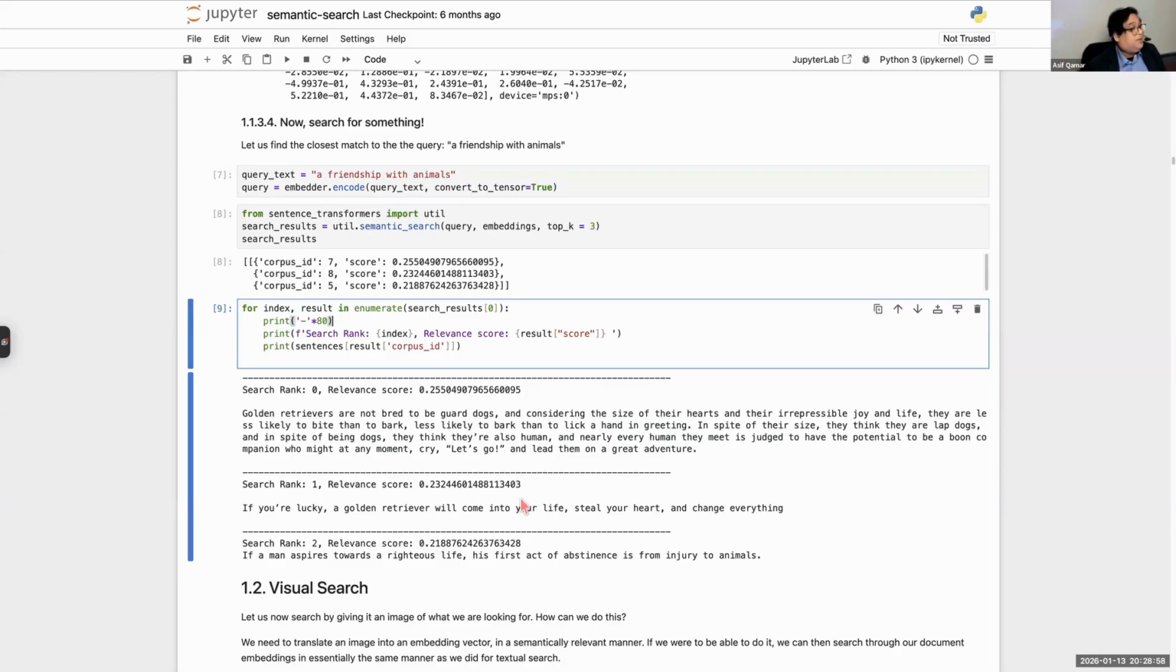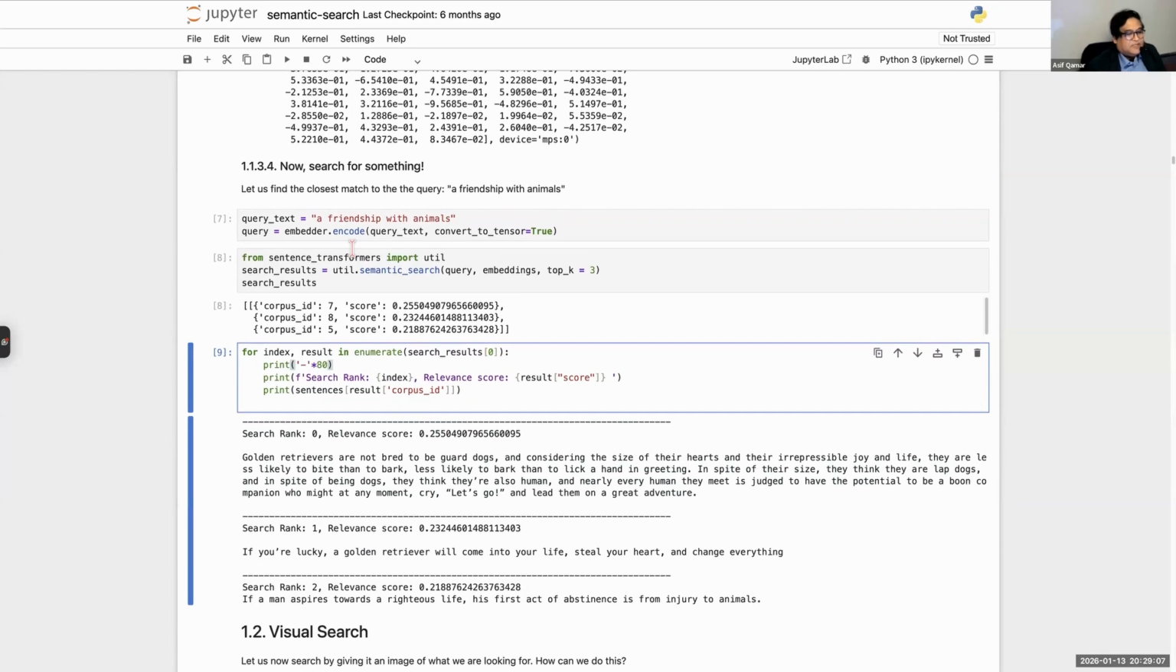And this is where, unless you pay attention, you would miss something pretty deep and remarkable here. What are the keywords present in a friendship with animals? A friendship and animals. So if you were doing a simple keyword-based traditional database search, the top results would contain those keywords, isn't it? They'd be populated with those keywords. But look at the first result.